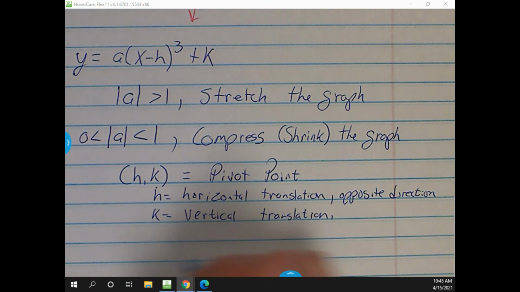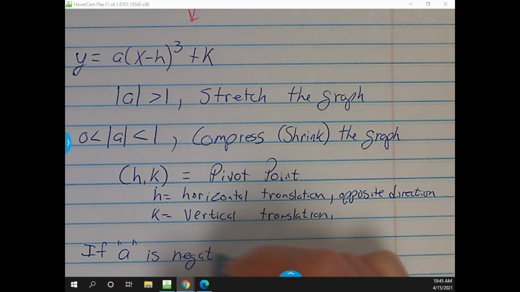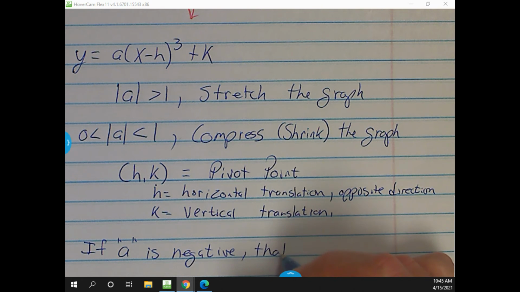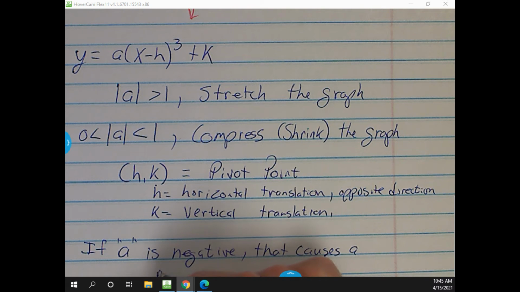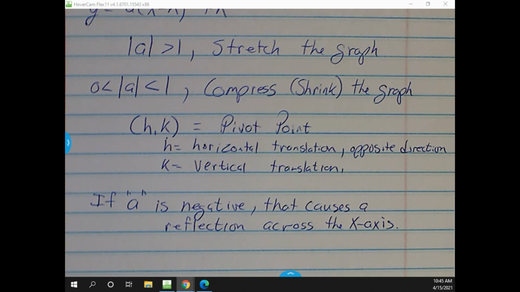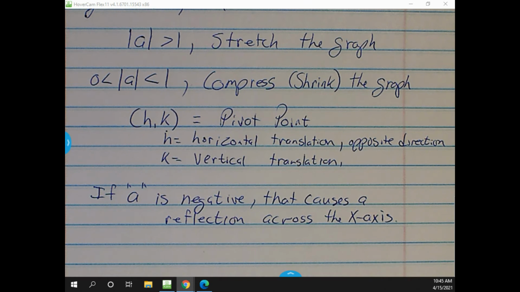if A is negative, then we'll say that causes a reflection across the x-axis. Okay, that before it was a positive or negative type thing. This one, it's half positive and it's half negative.